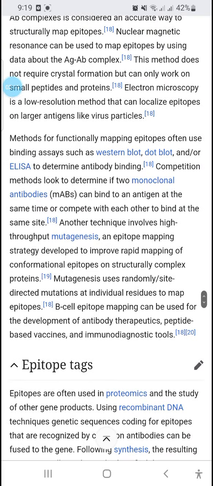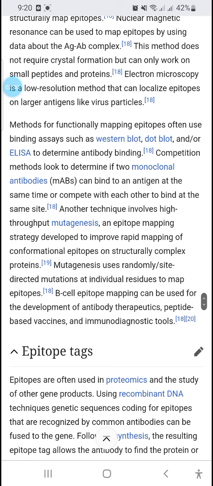Methods for functionally mapping epitopes often use binding assays such as Western blot, dot blot, or ELISA to determine antibody binding. Competition methods look to determine if two monoclonal antibodies can bind to an antigen at the same time or compete with each other to bind at the same site.